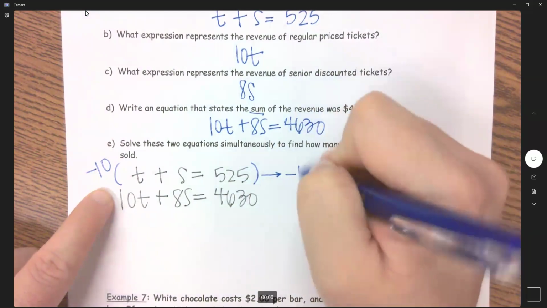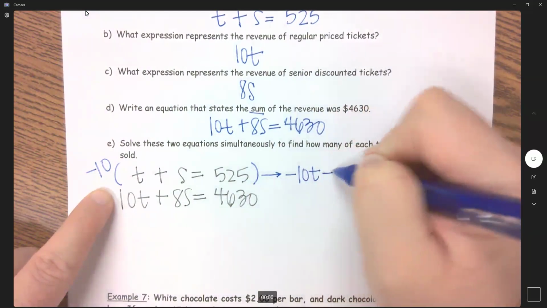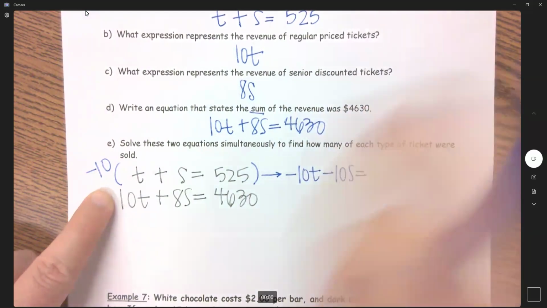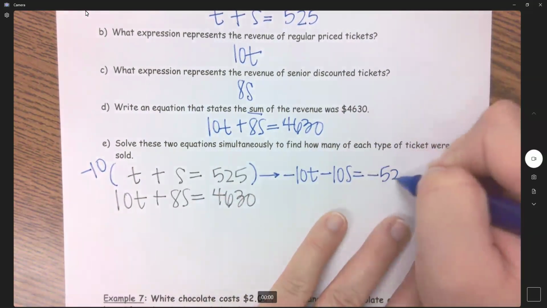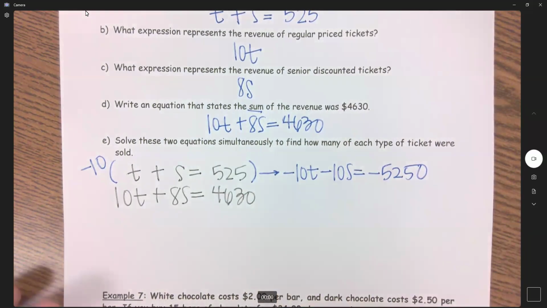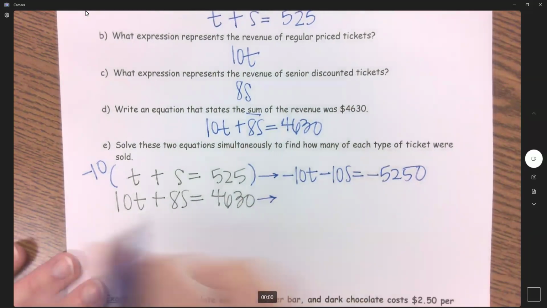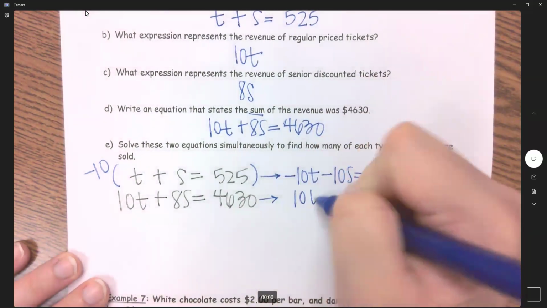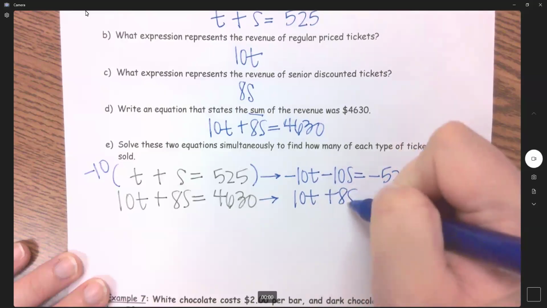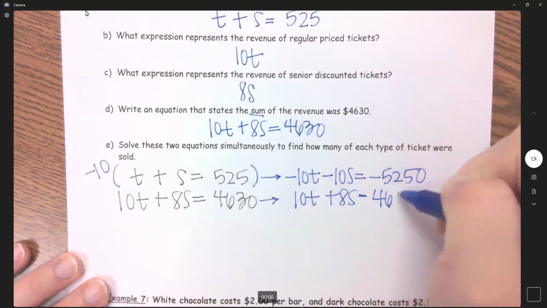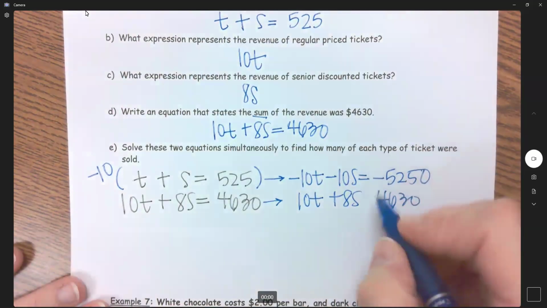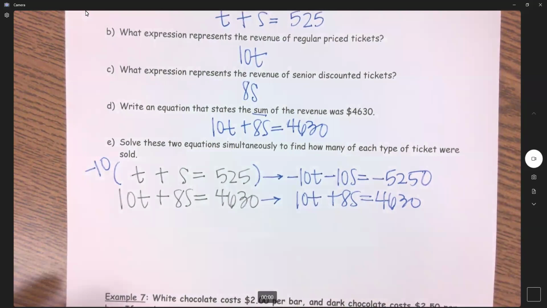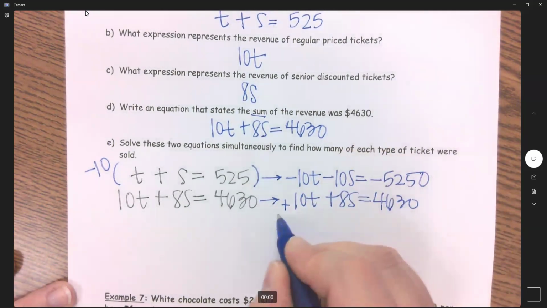So now this top one is -10T minus 10S. And don't forget 10 times the constant, -5250. And then I'm not multiplying this bottom one by anything, so I'm just going to bring it over, but I do like these stacked on top of each other. And now we will add what we have.